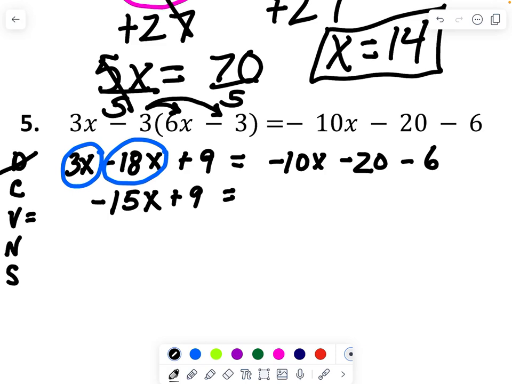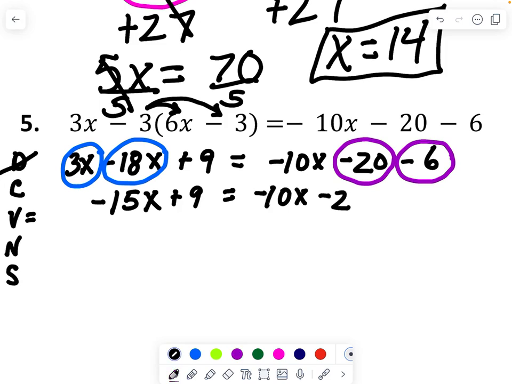Now let's look at the right. Is there anything on the right I can combine together? Well, right here I can combine those together. So I'm going to end up with negative 10x minus 26. All right, it's already looking a lot less scary. Just my first 2 cleanup steps. So now that you've done that, I don't have any more like terms on the left. I don't have any more like terms on the right.